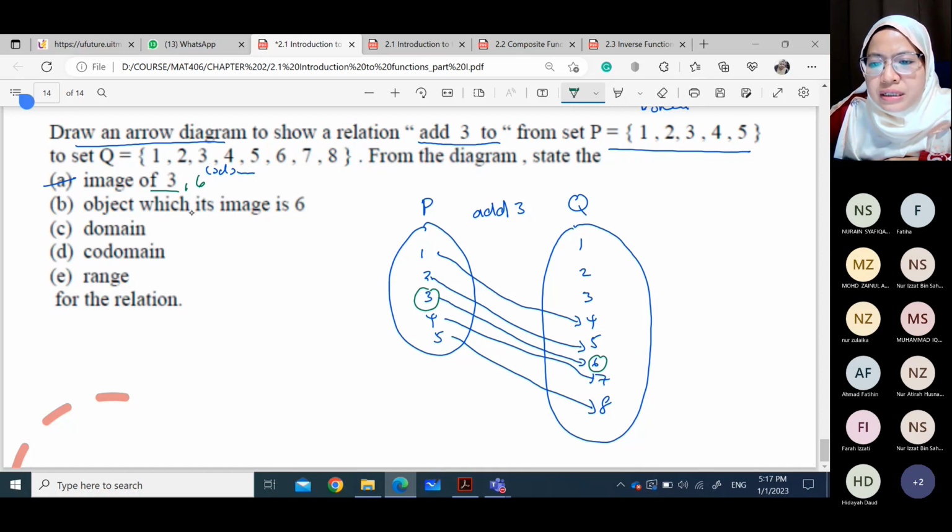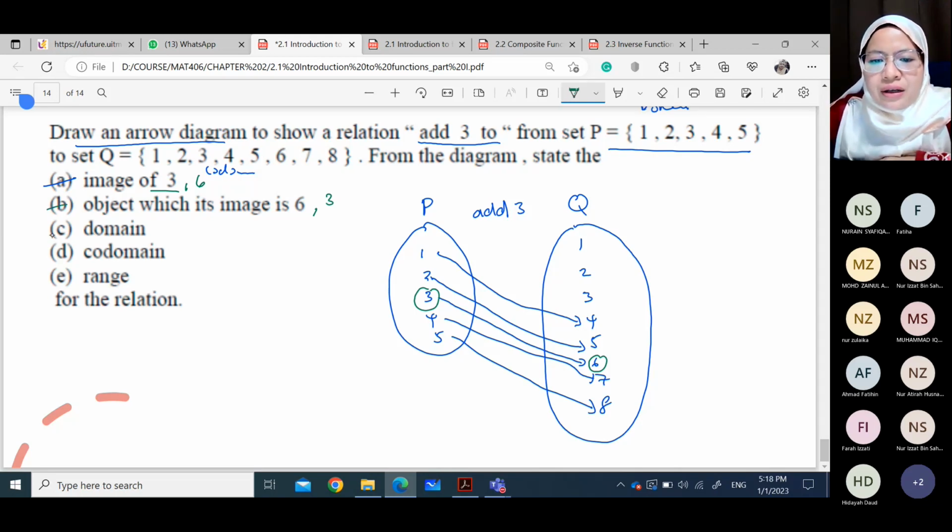So object which its image is 6. 3 plus 3 is 6. Yang ini. Object which its image is 6. So image 6, objek dia adalah 3. Macam tu. So object which its image is 6 is 3.